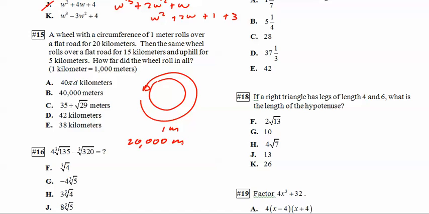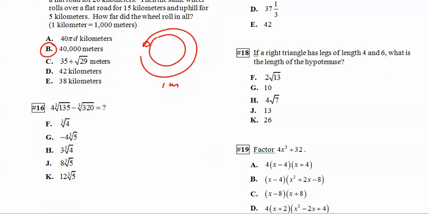Well, 20,000 divided by 1 meter is 20,000 rolls. Actually, this is a useless piece of information if I'm reading it correctly. How far did the wheel go? It's got a circumference of 1 meter. Who cares? It rolls over 20 kilometers, and it rolls over another 20 kilometers. That's 40 kilometers, aka 40,000 meters. That's a deliberately misleading question. I don't like it. But that's what they do here.